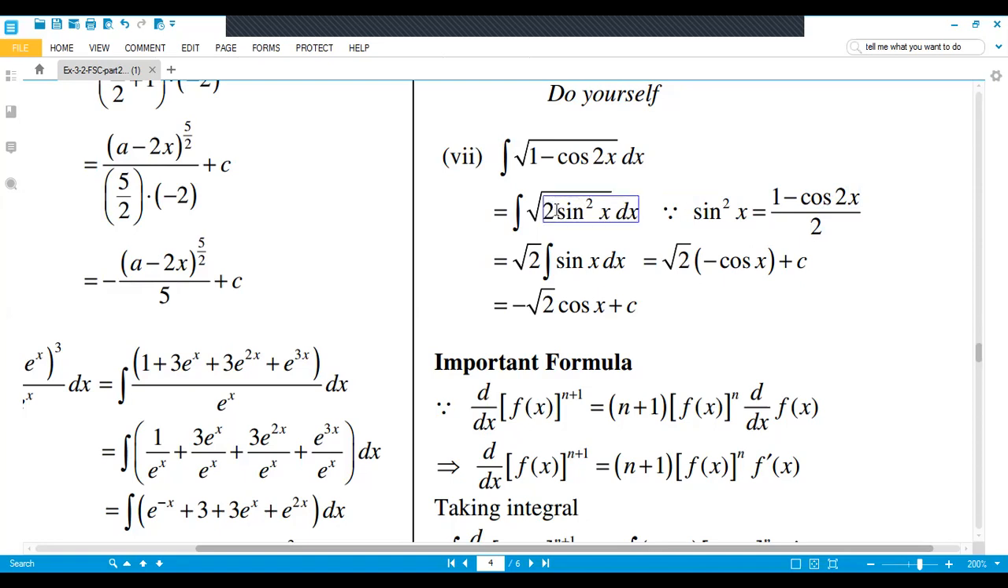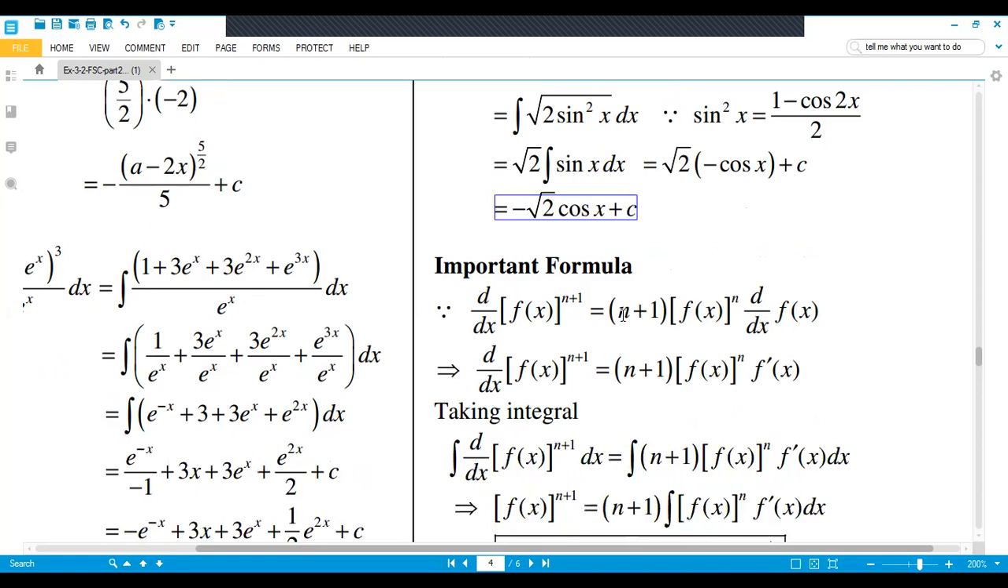1 minus cos 2x is 2 sine square x. So under root will come on 2. 2 is a coefficient, so we take it out. That is constant, so we take it out of the integration. Square will cancel with square root, so sine x dx. So under root 2 we write as it is, and the integral of sine is minus cos. So we have the required answer: minus under root 2 cos x plus c.